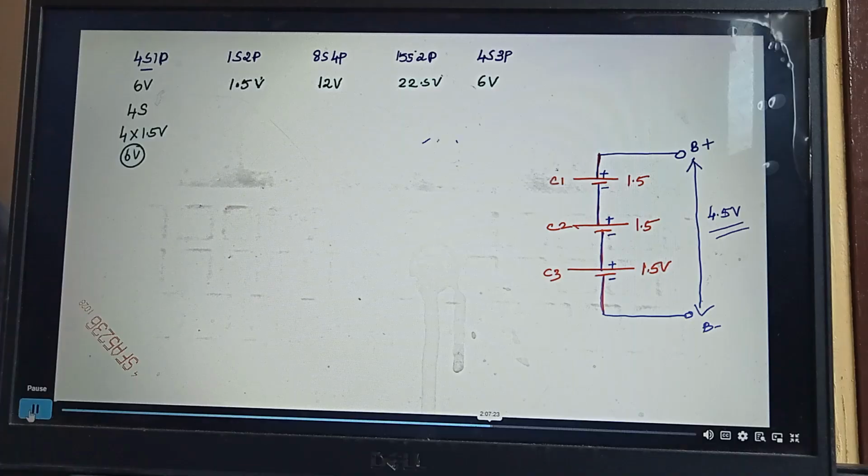In the second case, it is 1s. 1s means 1 in series. We know the number of cells connected in series decides the voltage. How many cells are connected in series? Only one cell. So 1 into 1.5 is 1.5 volt. Then 8s 4p. 8s means 8 cells in series. So 8 into 1.5, right? 8 into 1.5, which is 12 volts.